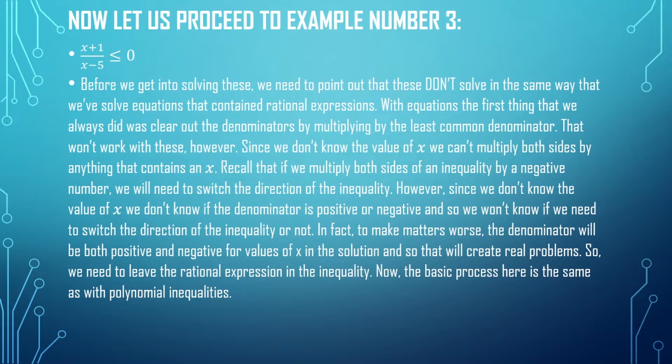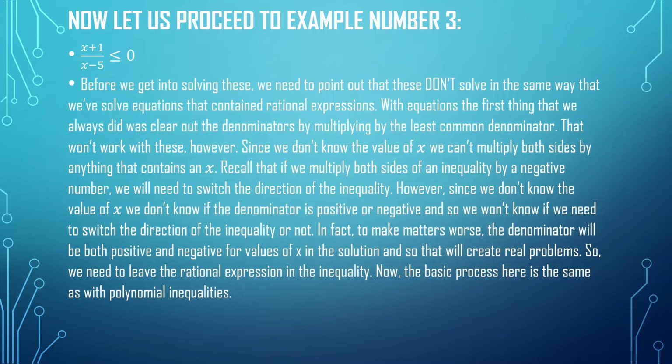Recall that if we multiply both sides of an inequality by a negative number, we will need to switch the direction of the inequality. However, since we don't know the value of x, we don't know if the denominator is positive or negative, and so we won't know if we need to switch the direction of the inequality or not. In fact, to make matters worse, the denominator will be both positive and negative for the values of x in the solution, and so that will create real problems. So, we need to leave the rational expression in the inequality.